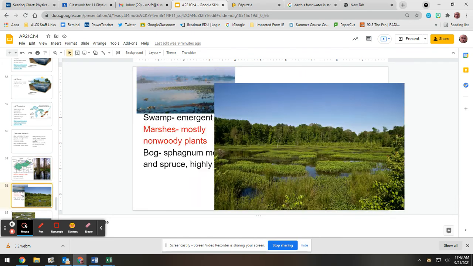Next, we have marshes. Now, marshes are mostly non-woody, but you'll notice with the marsh, this is kind of the environment. You see some deer walking around eating moss, having a good time. Not usually too terribly deep, but here, you got good fishing out here in this marsh.